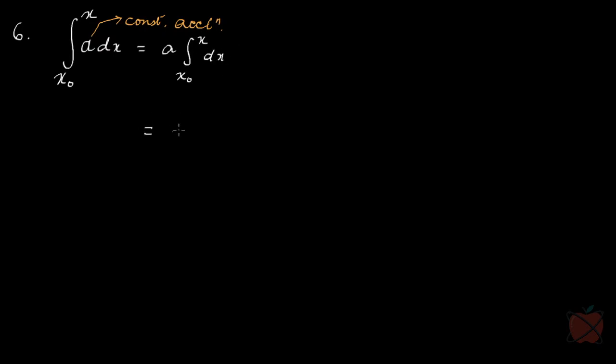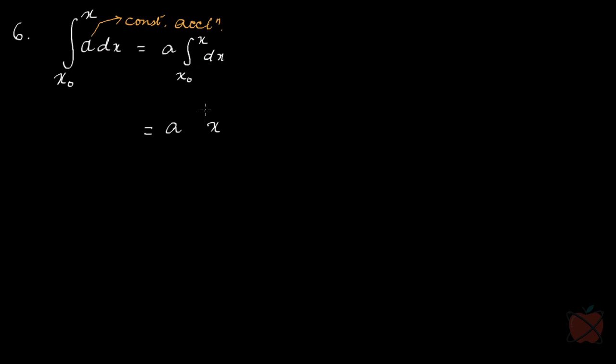Let's say number 6. We have an integration from x naught to x of a dx. So what is a? A here is constant acceleration. So it is a constant thing, so obviously we take this constant out and we integrate from x naught to x of dx. So basically here this is just 1. So you have here a, then x. So this is actually x to the power 0, is it not?